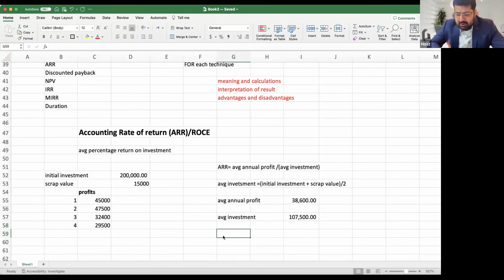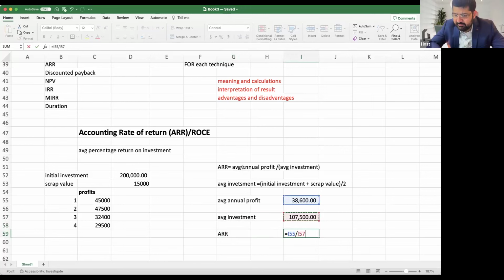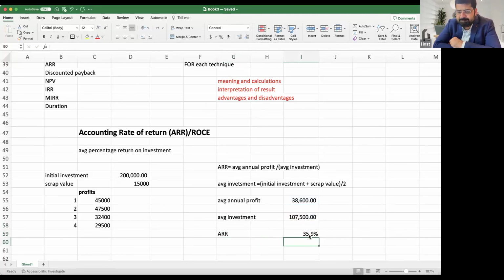Now, accounting rate of return, ARR: average annual profit divided by average investment, as a percentage. It is 35.9%. This is the accounting rate of return. Here you go. Is that clear so far? Tell me, please.